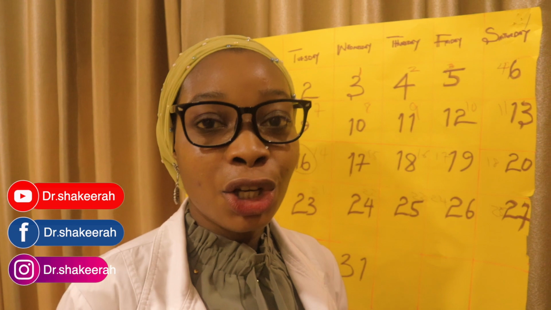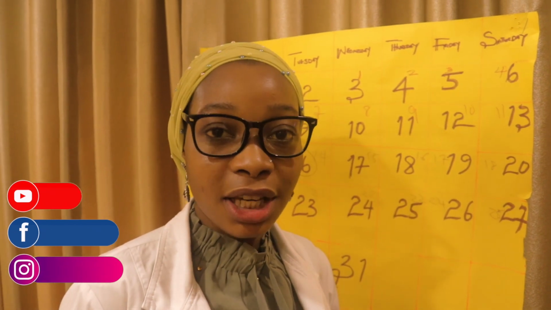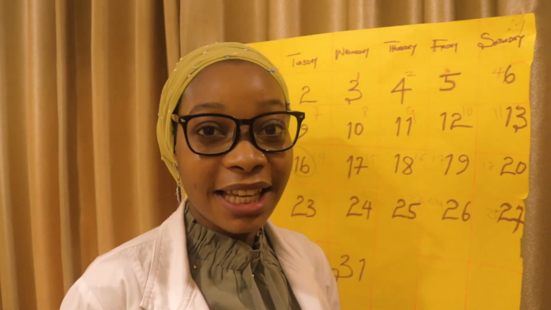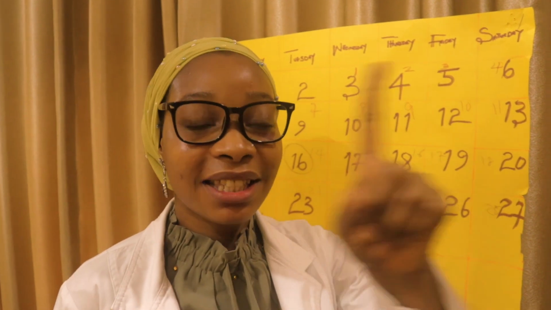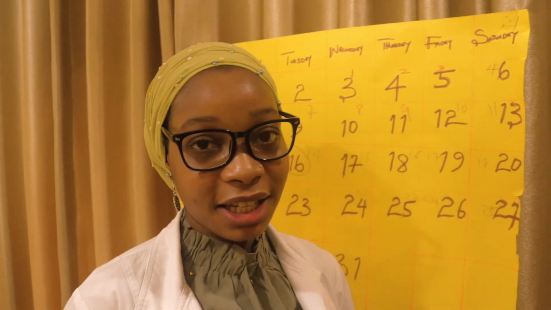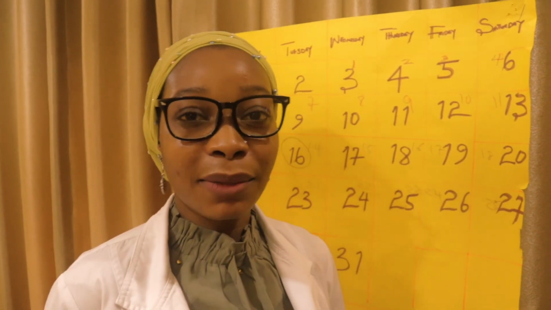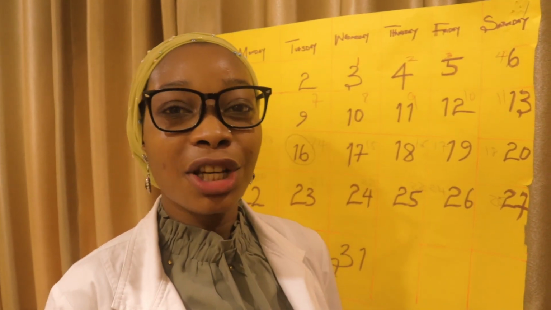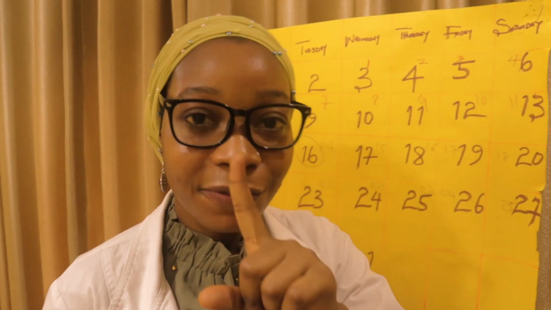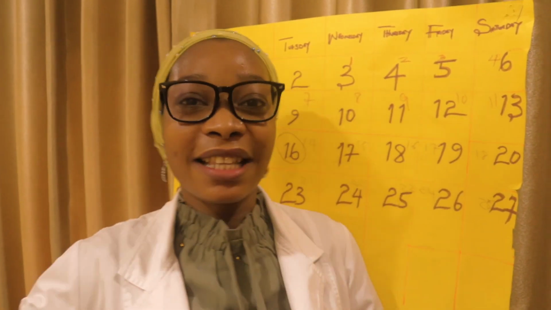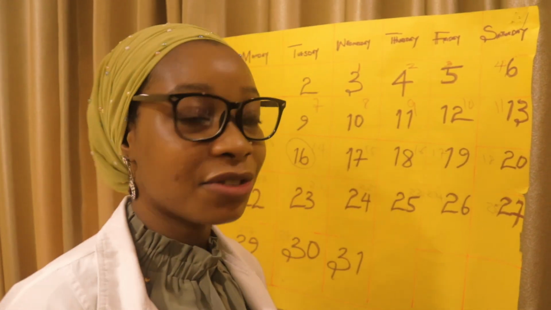So let's say you saw your menstruation on the 3rd of this month. That 3rd makes it the first day of your menstrual cycle. If you saw your menstruation on the 5th of this month, that makes it the first day. If you saw it on the 20th of this month, that makes it the first day of your cycle length, up to the next time you see your menstruation again.